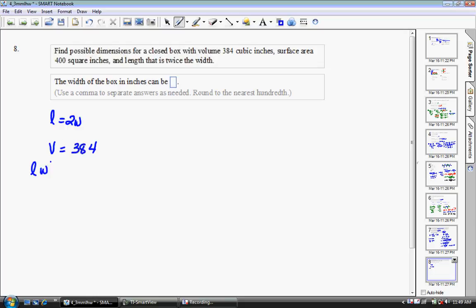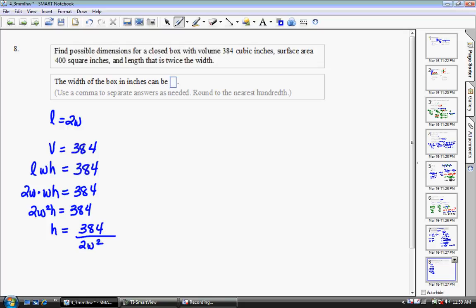Well, volume is length times width times height is equal to 384. So we can get that in terms of two variables, right? We know that 2w is the length times the width times the height is 384. So we would have 2w squared h is equal to 384. So we could actually solve for h to get 384 over 2w squared is h. And if we divide everything by 2, 384 divided by 2 is 192. Yeah, 192 over w squared.